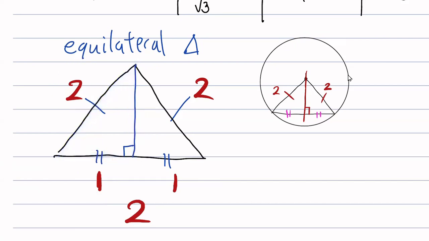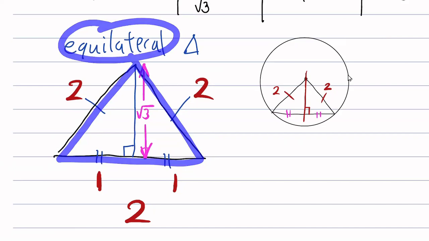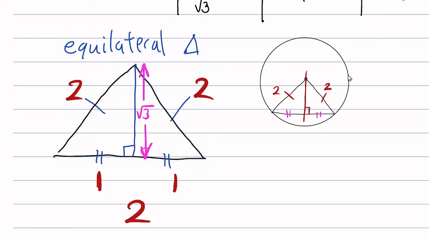So what is that length? It must be square root 3. Is that okay? Okay, good. So now that you know this is square root 3, we can also figure out its angles. This is what kind of triangle? Equilateral triangle. What's so special about an equilateral triangle? 60 degrees for all of them. You got 90 here, you got 60 here, so the remaining must be 30 degrees.